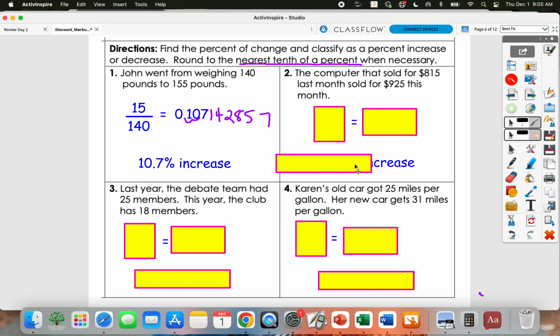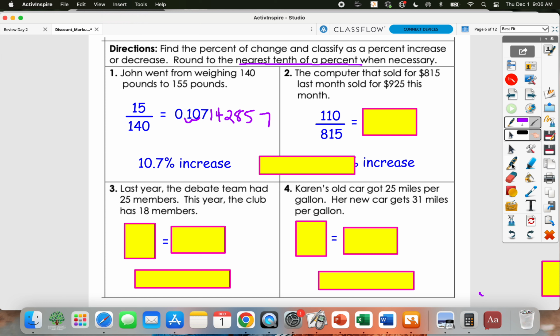Alright, first we always subtract our two numbers. So what would the difference between $925 and $815 be? $110. Okay. Let's just say we always put the absolute value of our difference in the numerator. Does that make sense? So if you get a negative number, just make it positive. And we want to put that over the new price or the original price? The original. So what was the original price? $815.